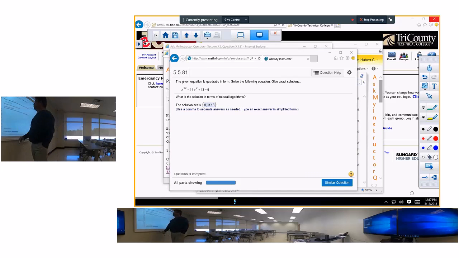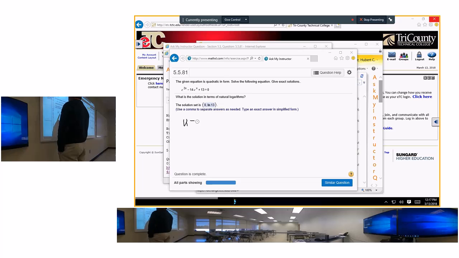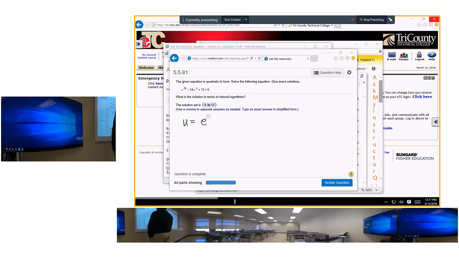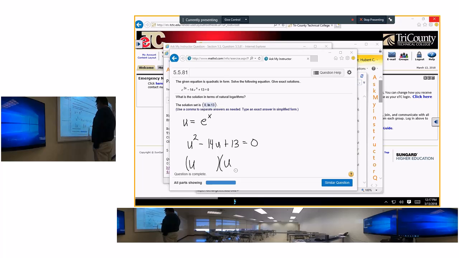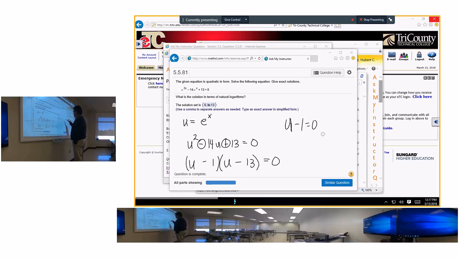U substitution. U is equal to e to the x. So I could rewrite this as u squared minus 14u plus 13 is equal to 0. Well, there's only one multiple of 13, and that's 1 and 13. And that has to be negative, so the 13 has to be negative. This means like signs. So you've got u minus 1 is equal to 0. And you've got u minus 13 is equal to 0.